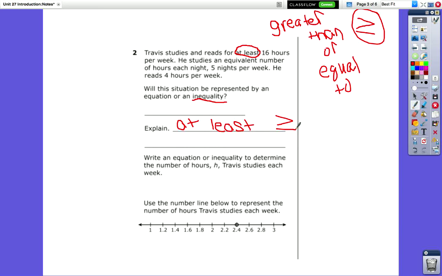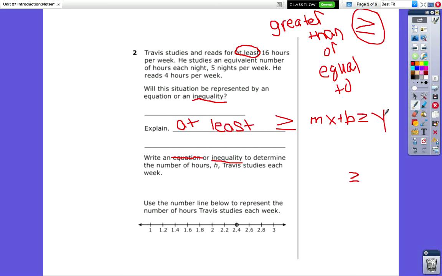That's the symbol we're going to be using. Now, when we write this inequality to determine the number of hours that Travis studies each week, we're going to use this symbol. And we're also going to follow the same format that we follow when we wrote the equation on number 1. We're going to do mx plus b, only now we're going to replace the equal sign with the greater than or equal to sign. Okay, so everything over here is going to be greater than or equal to this total value.